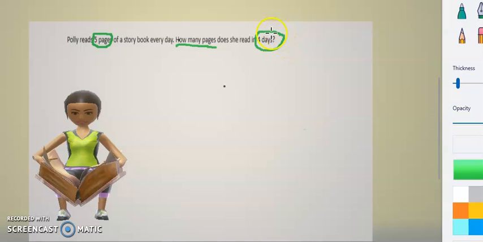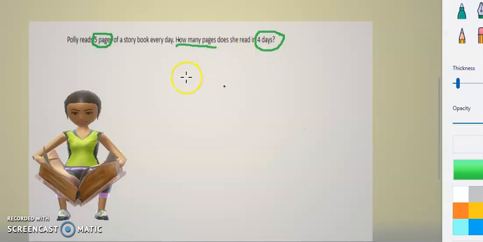When I circle important information from my sentence, it helps me look at the important information that I need to solve the problem. It's not asking me how many pages she reads every single day, because that's totally different. It's only asking me how many pages she reads in 4 days. If every day she reads 5, I only need to find out how much she reads in 4 days, right?